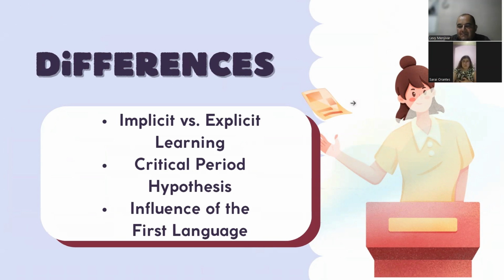The very first one is about the way we learn a language. And we have two methods. My point number one is about explicit and implicit language.